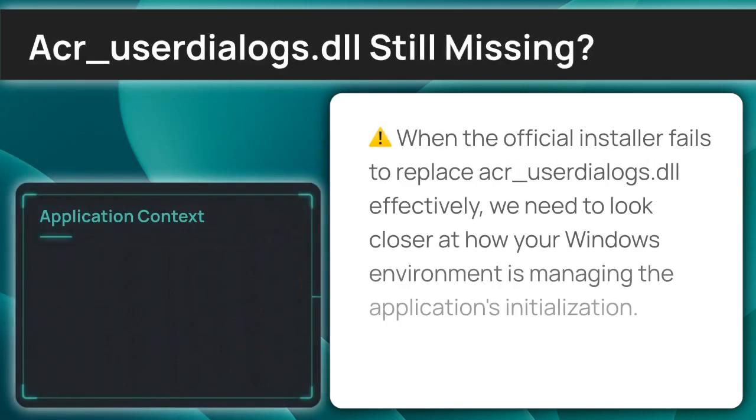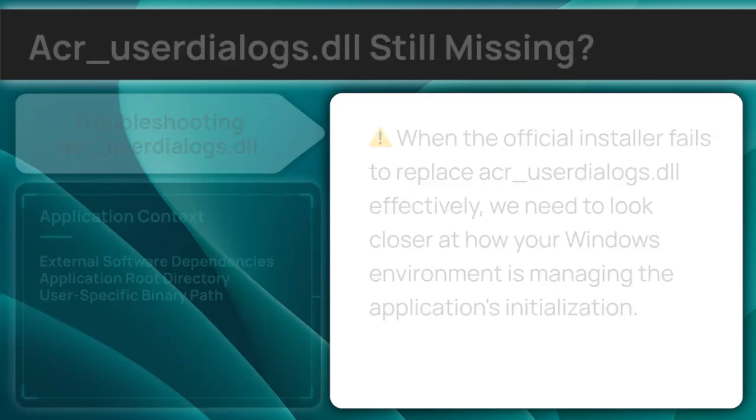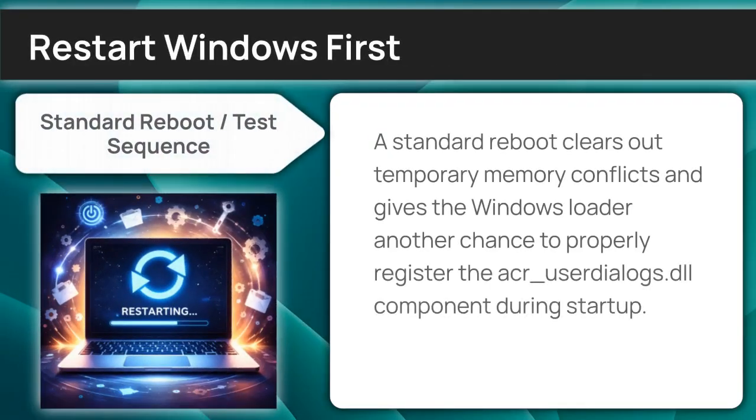When a standard software refresh isn't enough, we need to bypass the automated installers and look at manual system state resets. A full system restart ensures that no background processes are currently locking the ACR User Dialogs library file. A fresh boot allows Windows to reinitialize its library map from a clean state.